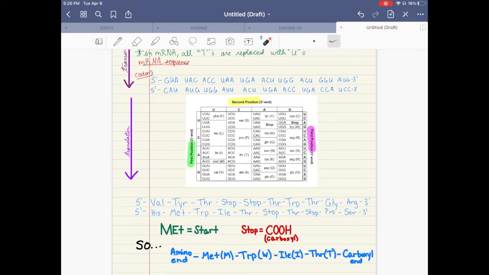We're mainly going to focus on the second mRNA sequence, which we will translate to this, which is going to have 5 parts. So you have 1, 2, 3, 4, 5. And so we end up with this amino acid sequence that we have down here. And the carboxyl, just a little reminder, is this stop area.